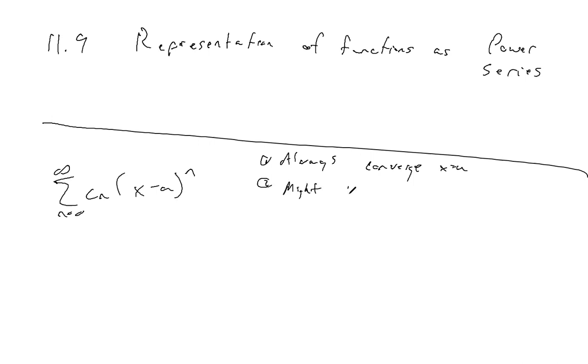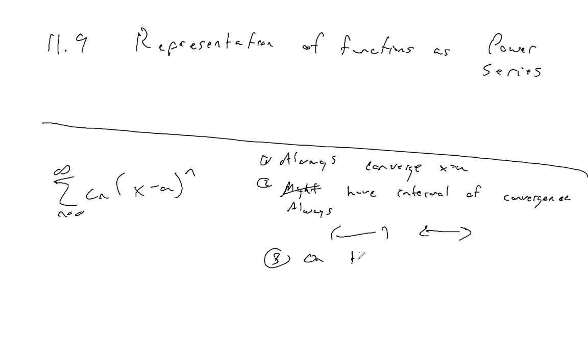They might have an interval of convergence. I guess we could say they always have an interval of convergence. Sometimes that interval is just a single point, or it's a finite interval, or it's the whole real line. Okay. And then what's going on on that interval of convergence?